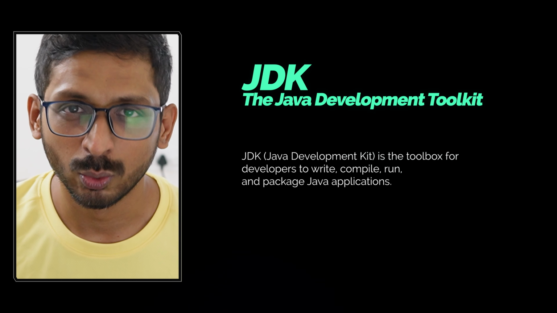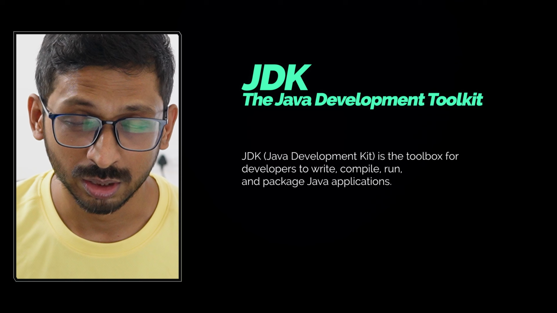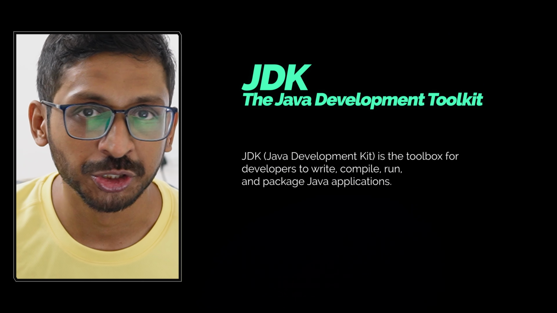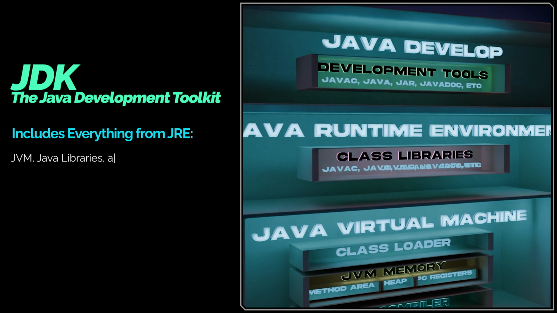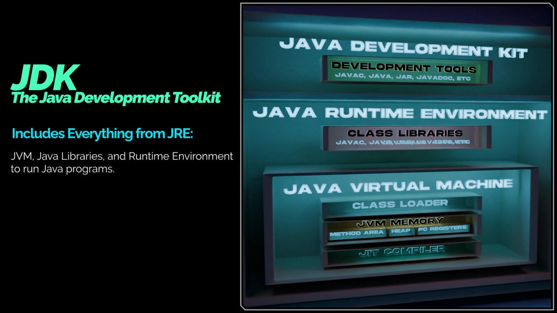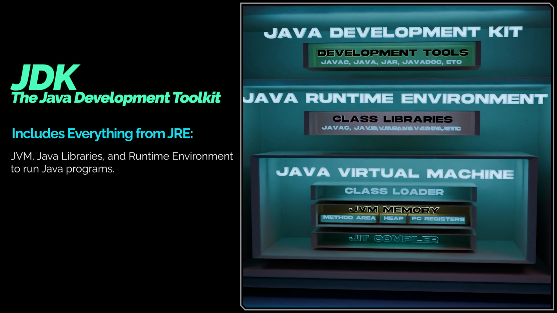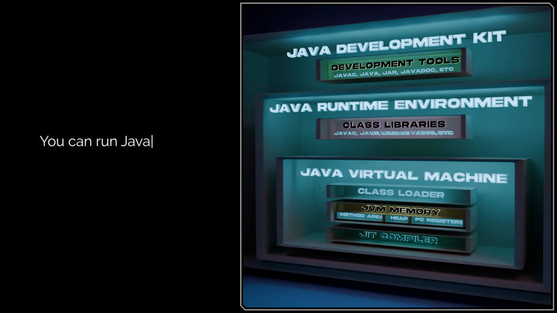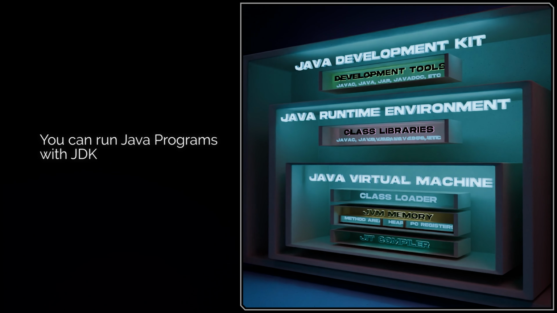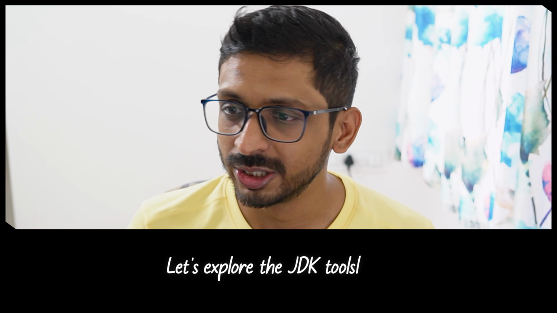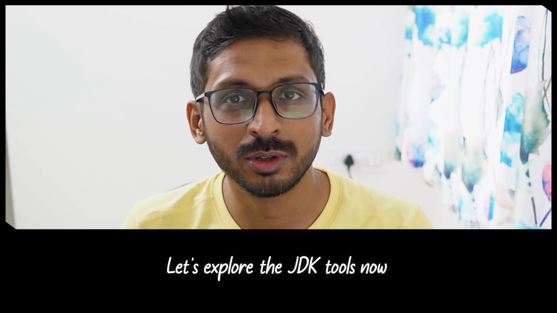It gives you everything required to write, compile, run, and package your Java applications. It includes everything that comes with the JRE, that is the JVM, the standard Java libraries, and the entire runtime environment. So you can run Java programs without any extra setup needed. But what makes the JDK special is its set of developer tools.